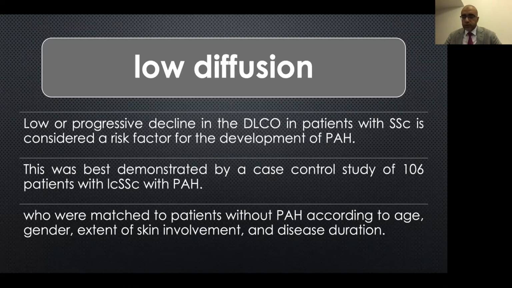The third important point regarding diffusion: low or progressive decline in DLCO in patients with systemic sclerosis is a very important factor to follow regarding the development of pulmonary arterial hypertension. And this was demonstrated by many case control studies. We have a 106-patient study with limited scleroderma, matched regarding age, gender, and extension of skin involvement, but patients with low diffusion regarding the DLCO developed a higher percent of pulmonary hypertension in comparison to patients with normal diffusion.